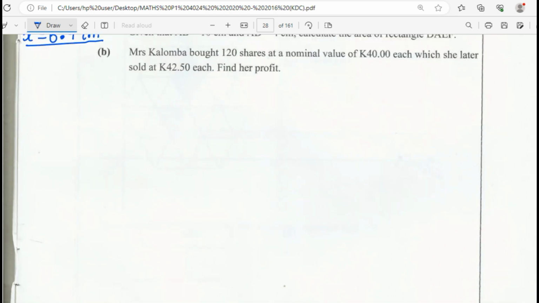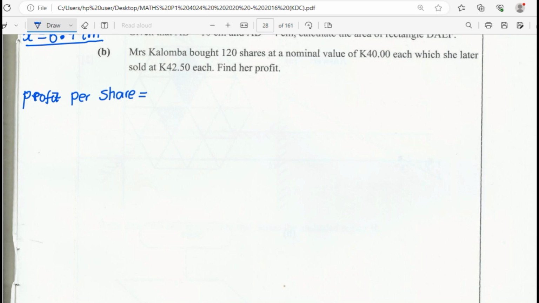Mrs. Karomba bought 120 shares at a nominal value of 40 kwacha each, which she later sold at 42.50 each. Find her profit. So we can see that the selling price is greater than the cost price. As a result, a profit was made. Now let's find the profit. We'll say profit per share. So how much was got per share?